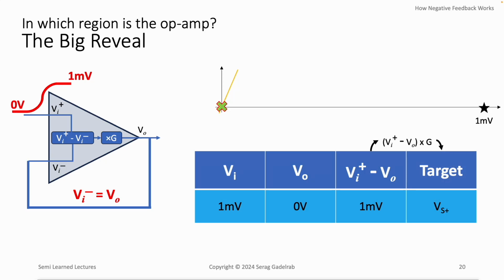Now if in response to that 1 millivolt input voltage, the output voltage starts to move up a tiny amount from 0 volts to 0.9999 millivolts, that's 4 nines, then the difference between the input and the output voltage will become 0.0001 millivolts. That small change in the y-axis has resulted in a massive change in the x-axis from 1 millivolt to 1,000 times less what it was.